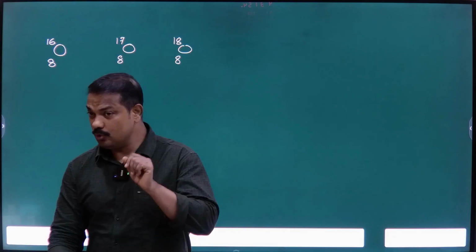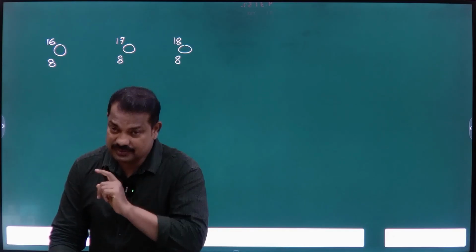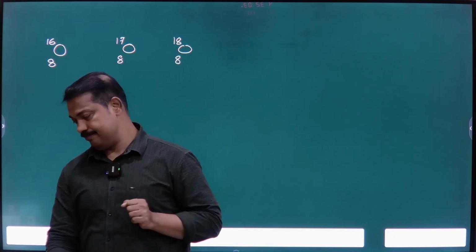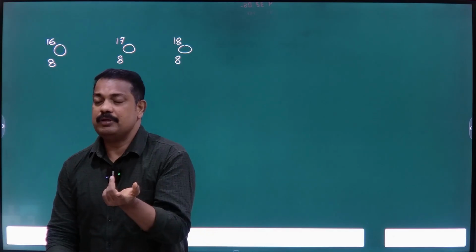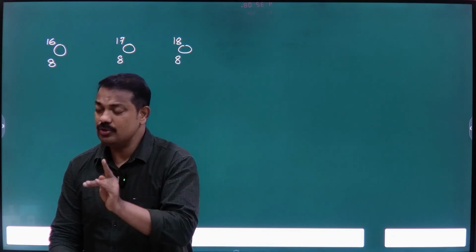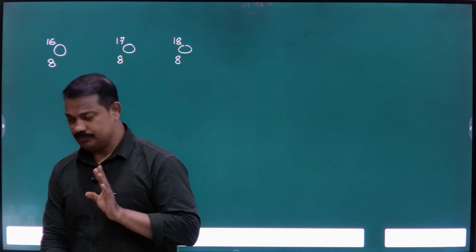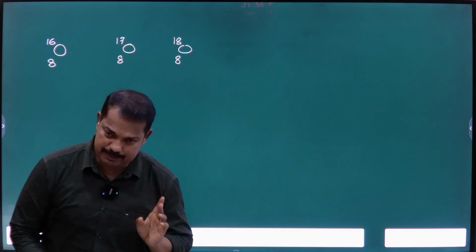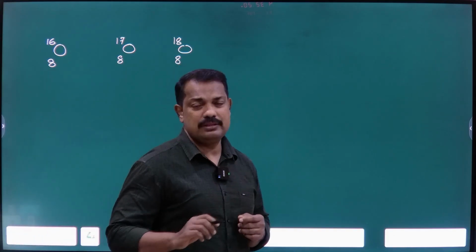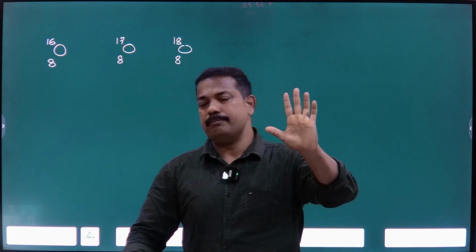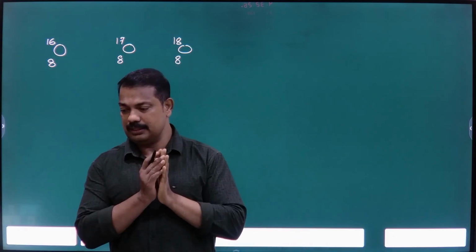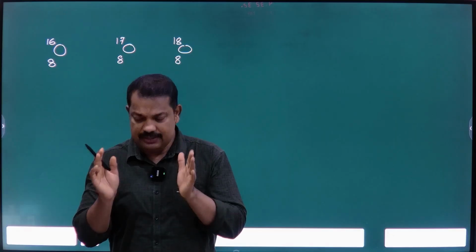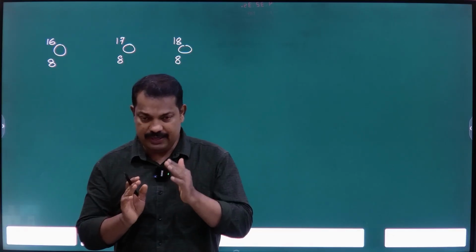The number of neutrons present in all these isotopes is not the same, it is different. Because of this difference in the number of neutrons, the mass number is also different. And because of this different mass number, it shows which property? Isotopes. So what are isotopes? Isotopes are atoms of the same element having the same atomic number but different mass numbers.